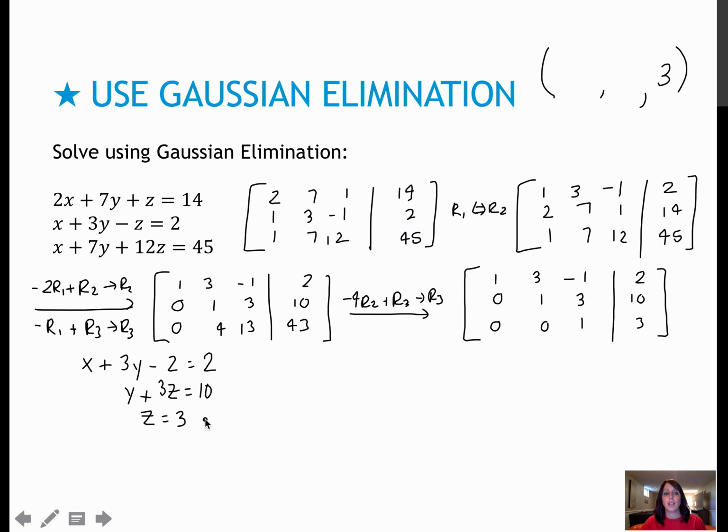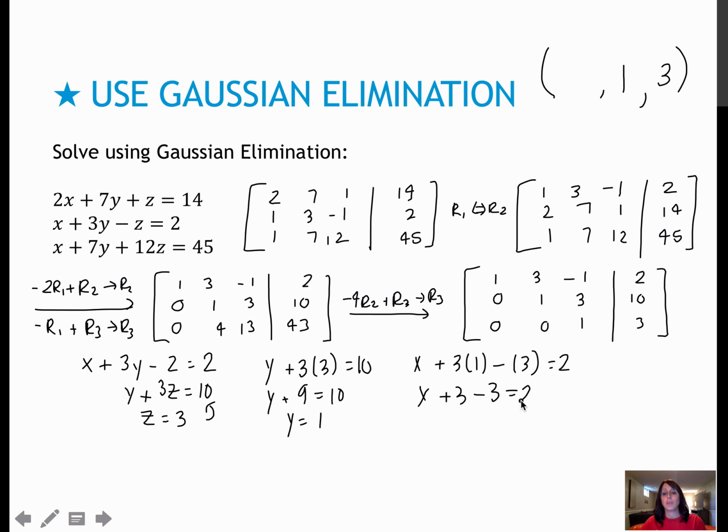So I take the 3, I plug it into the equation before. So y plus 3 times z equals 10. That's y plus 9 equals 10. Subtracting 9 gives me that y is 1. Then I back substitute with the 3 and the 1. So x plus 3 times y minus z equals 2. So x plus 3 minus 3 equals 2. So x equals 2. So 2, 1, 3 is my solution.